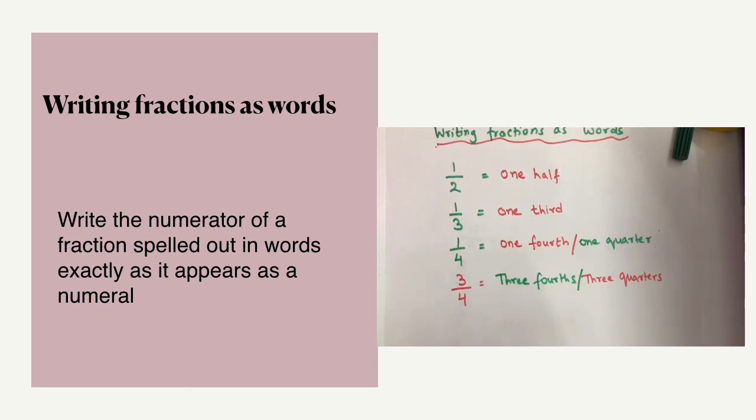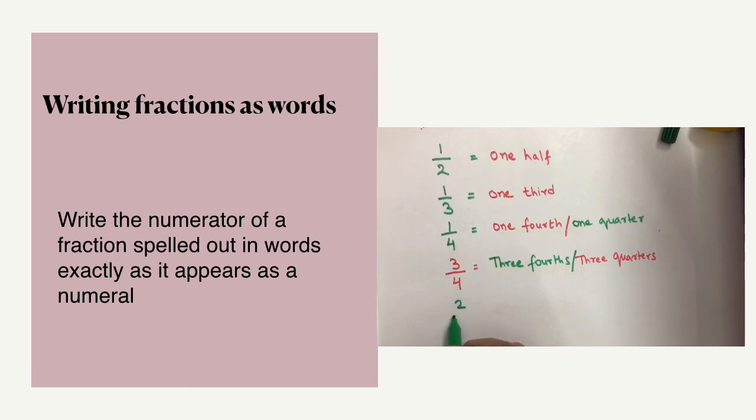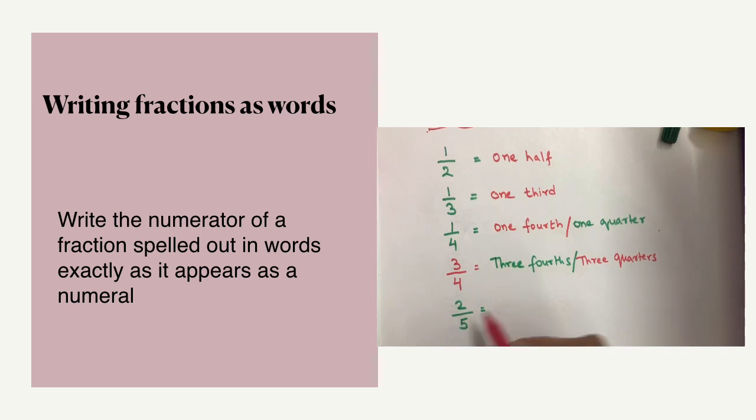Okay. Now take another example. 2 divided by 5. 2 upon 5. So I cut my pizza into 5 slices and I gave 2 to my friend. So I gave 2 fifths.